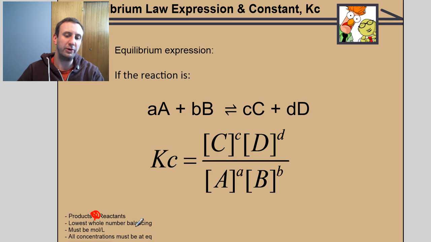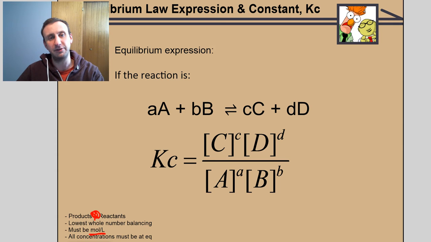We do this with the lowest whole number balancing, so I have to balance the reaction first if it's not already balanced. It's always a lowest whole number coefficient. I can't use fractions for this. It must be in moles per liter, and all concentrations I'm looking at are equilibrium concentrations. So this is for when the equilibrium has been established, okay? Not for when it first starts out. This is for when I have dynamic equilibrium.